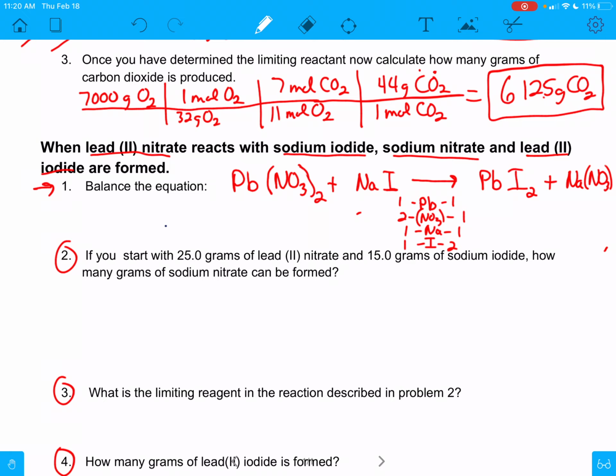So let's see, we have to balance those. What if I put a 2 here? If I put a 2 there, then that's going to give me 2 Nas, but it also gives me 2 I's. And then if I put a 2 over here, that's going to give me 2 Nas, and it gives me 2 NO3s. And now I'm balanced, okay? So I'm going to go ahead and pull these off of here.